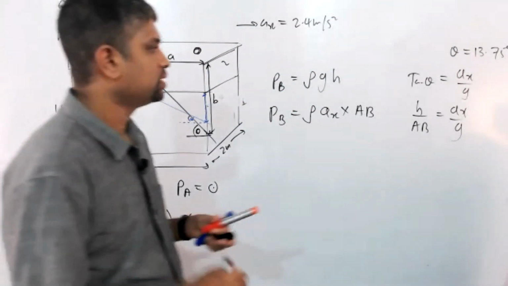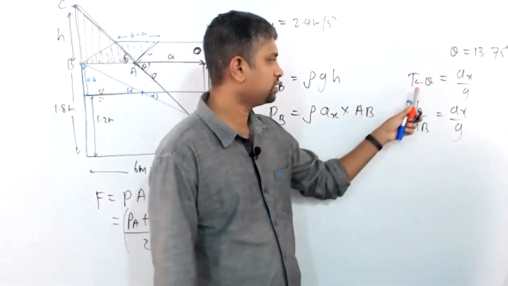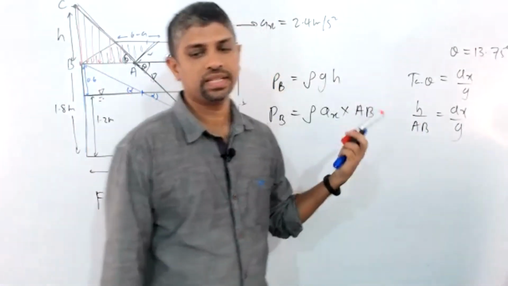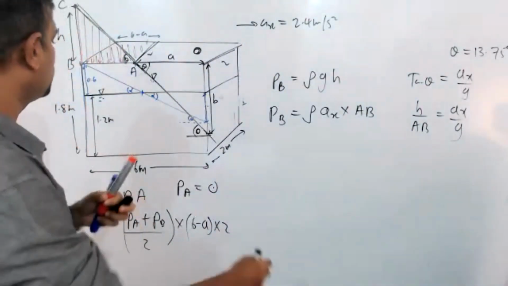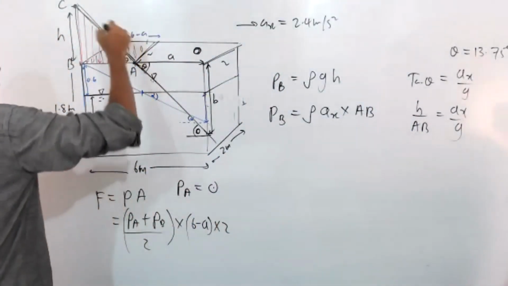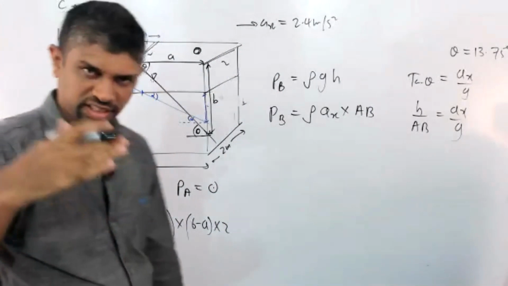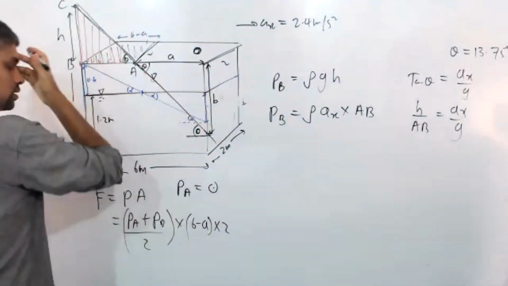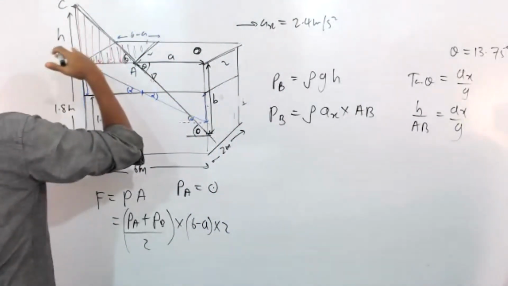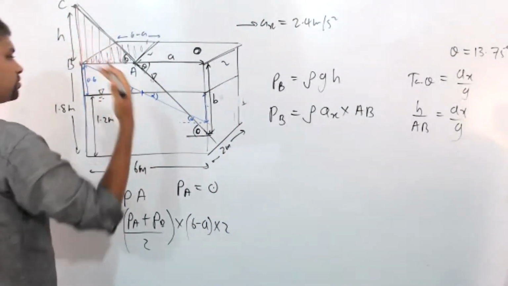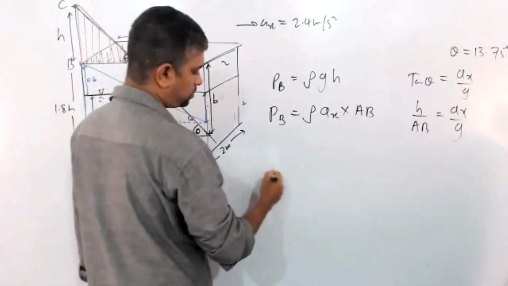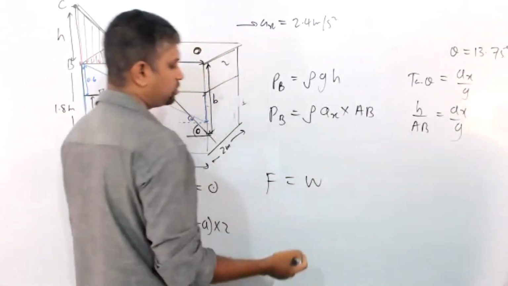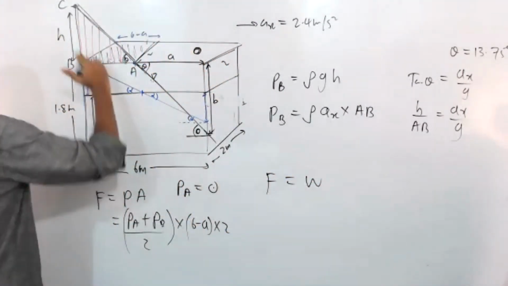One method is we can use the pressure. The other method is we can think of it as a curved surface. If it is a curved surface, the vertical component of the force is equal to the weight of the liquid above it.